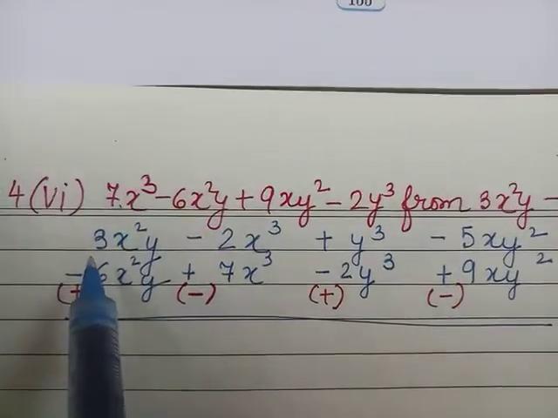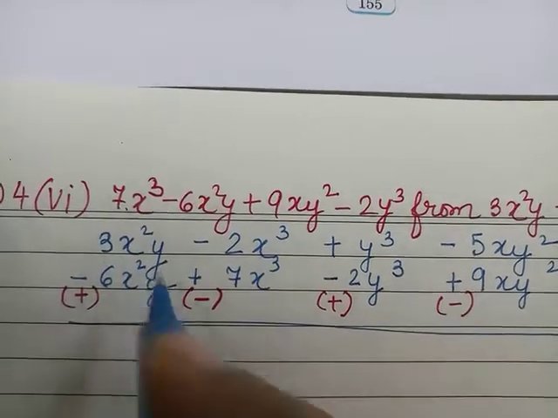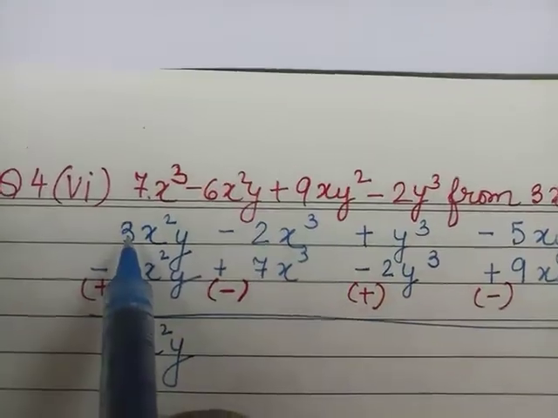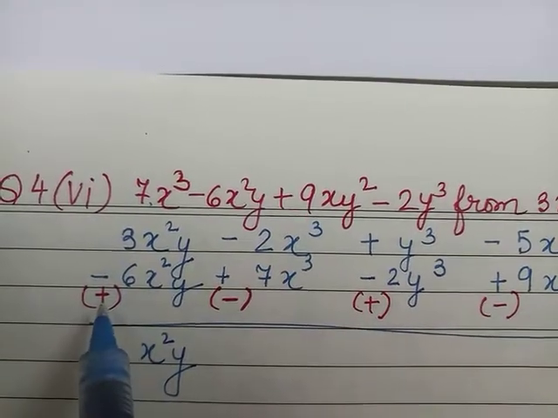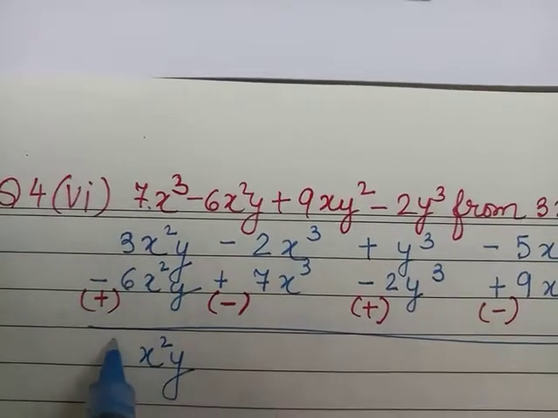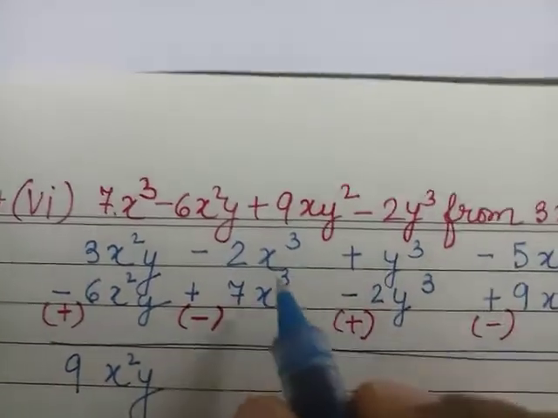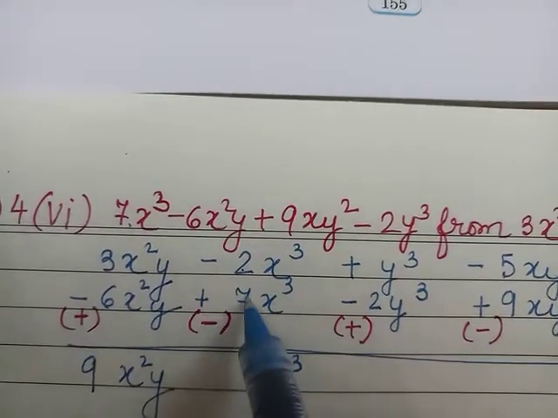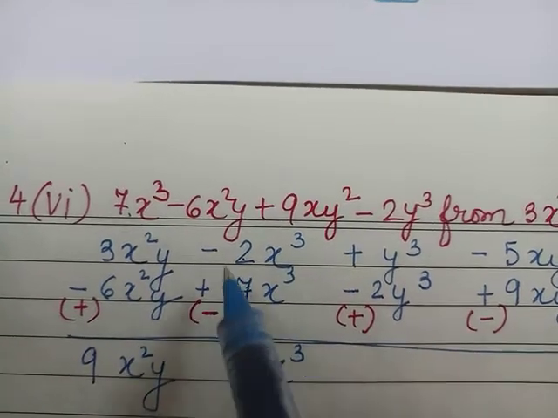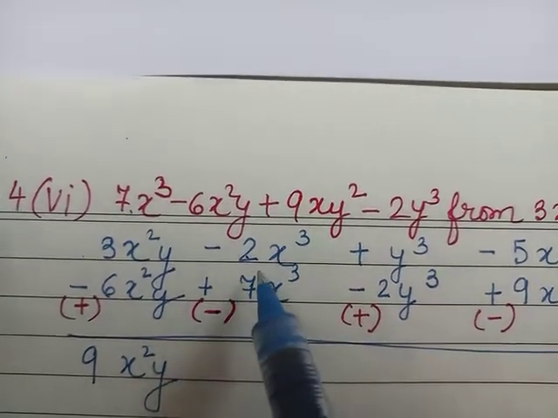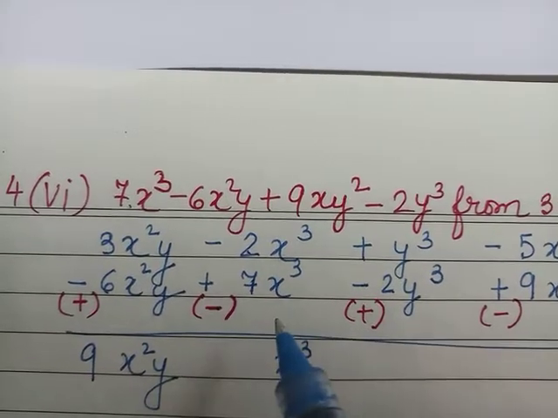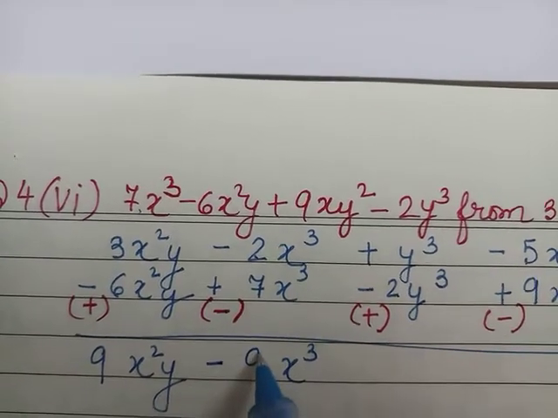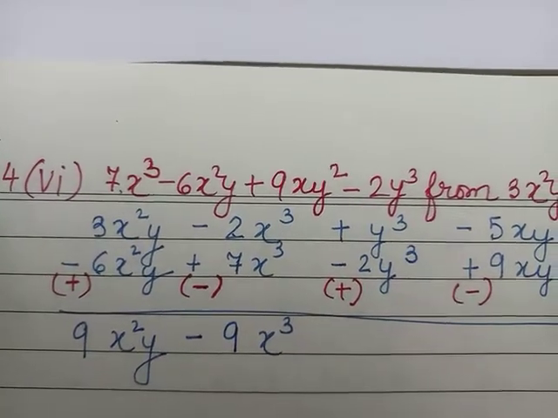So now we do accordingly. Now we have 3x square. First I write x square y here. I copy down the common part. Then we have plus 3 and this 6 is plus now. So plus 6 and plus 3 will give you plus 9. Then I copy down x cube. We have minus 2 and this 7 is now minus. It is minus 7. Minus 7 and minus 2 both are having the like sign. So it will be added and we'll put the sign of greater number, that is minus. So 7 plus 2 will give you 9. So it becomes minus 9x cube.